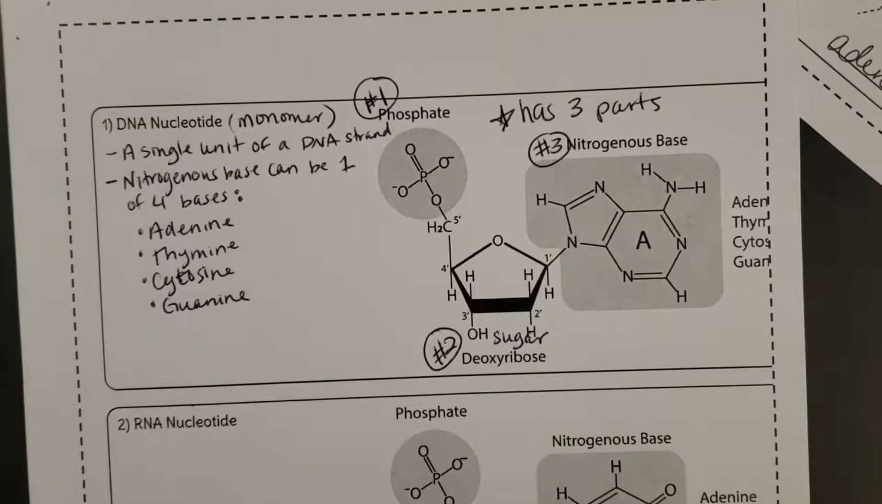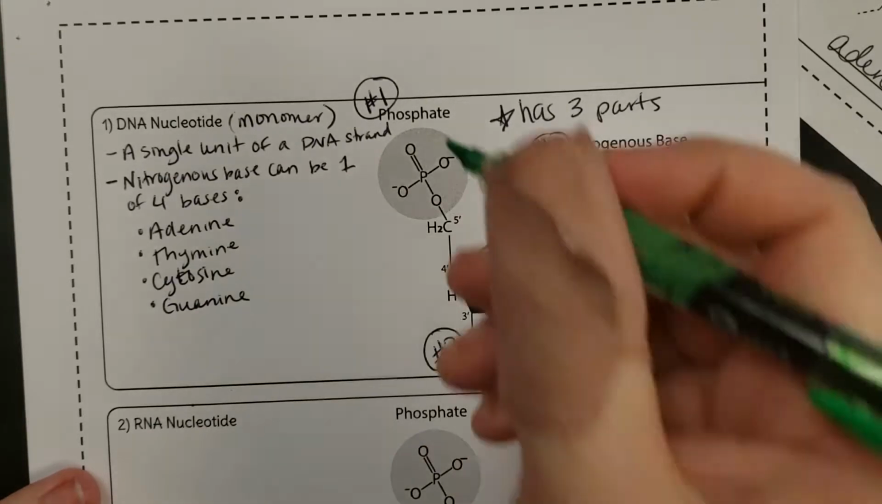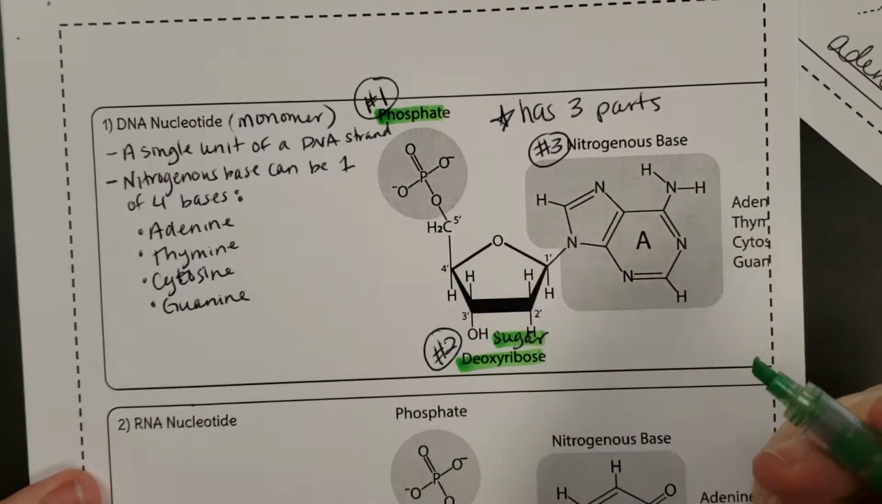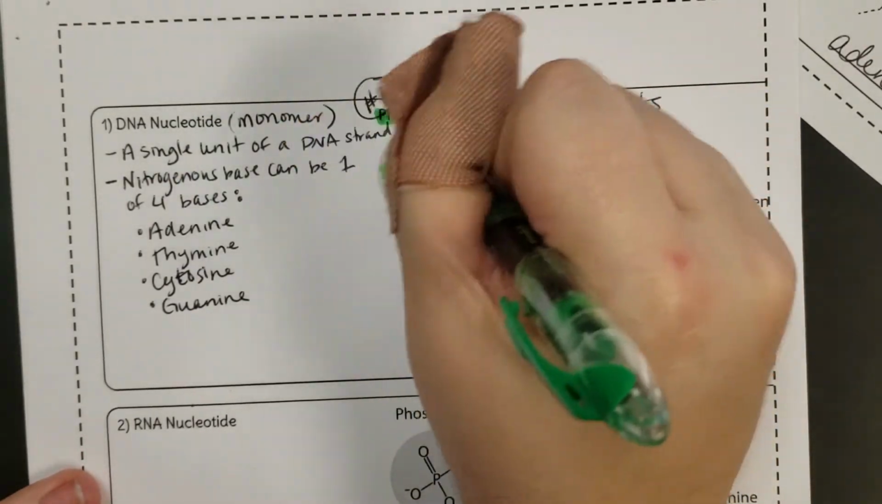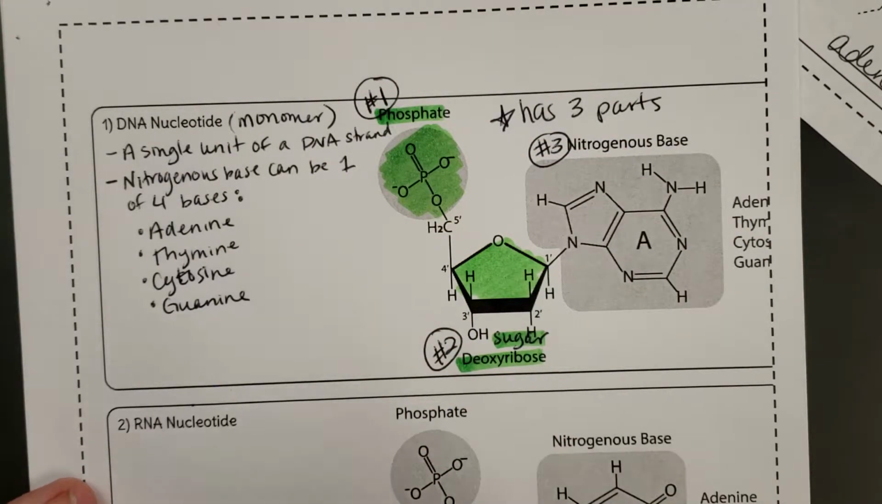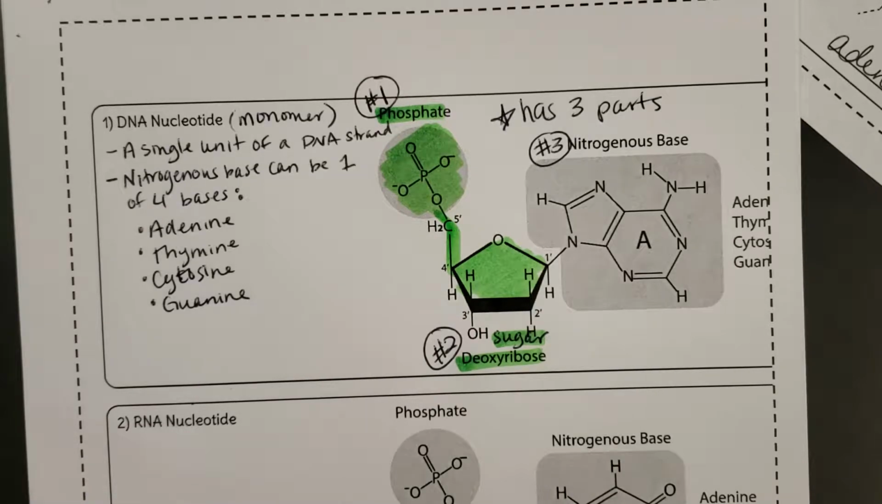Okay, so we're going to color them. Now the phosphate and the sugar, they form the outsides, so we're going to color them the same color. The phosphate and the sugar are in the same place, so we're going to go ahead and just color them the same color. Okay, and then they're connected together. So that's our phosphate and our sugar.